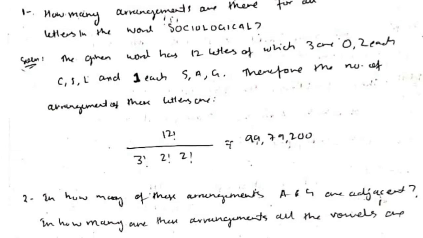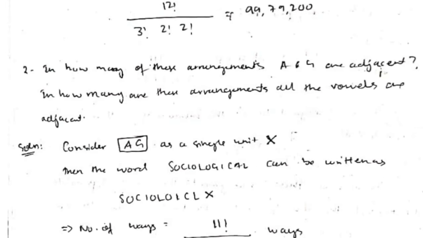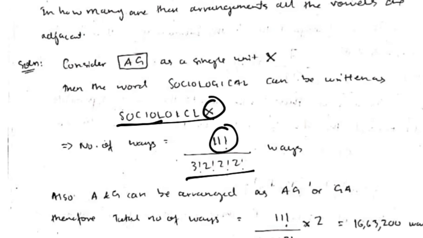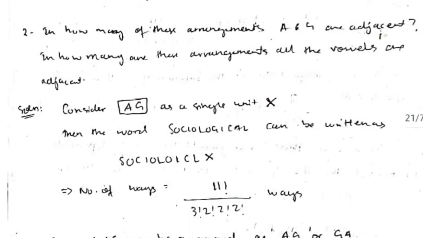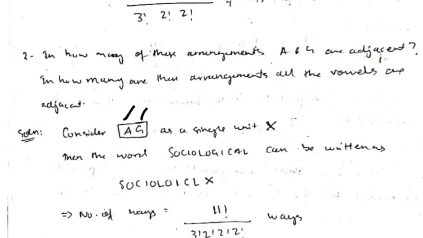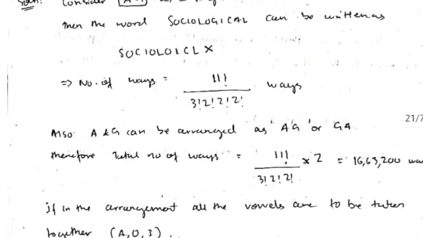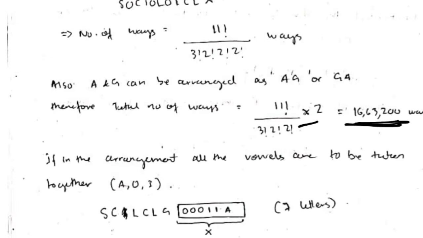Okay, continuing the same question, we have here: in how many of these arrangements are A and G adjacent? Since they have asked for A and G as adjacent, we will take AG as a single unit. First we will calculate how many possible ways there are if we take A and G as a single unit. Now here 11 letters are there, and this many repeated things are there, so these are the total number of ways. Now A and G can be written as AG or GA for each of these combinations. For AG you will have this many ways, and if you take GA, again this many ways are possible. So you will multiply by 2, and you'll get this final answer.